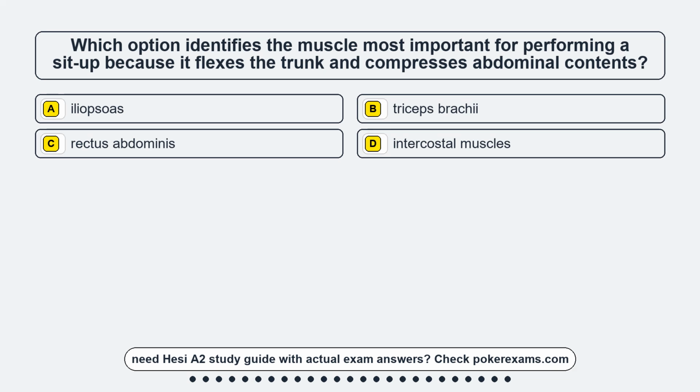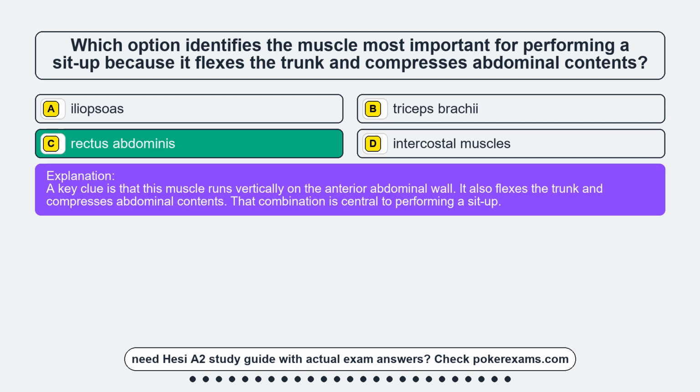Question 9. Which option identifies the muscle most important for performing a sit-up because it flexes the trunk and compresses abdominal contents? Option A, iliopsoas. Option B, triceps brachii. Option C, rectus abdominis. Option D, intercostal muscles. The correct answer is option C, rectus abdominis.